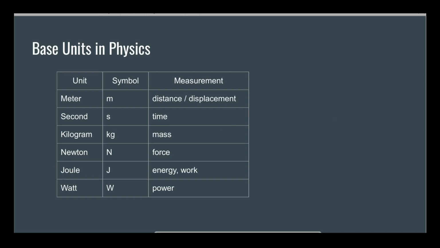All right, so real quick, I want to talk about the base units that we use in physics. If you're familiar with the SI system, a lot of this should look familiar. We'll use the first three very often. So meters, seconds, kilograms, those are the three that are really important. But as we go through the year, we'll also talk about newtons, joules, and watts. As you can see, those are for force, energy and work, and power, respectively.